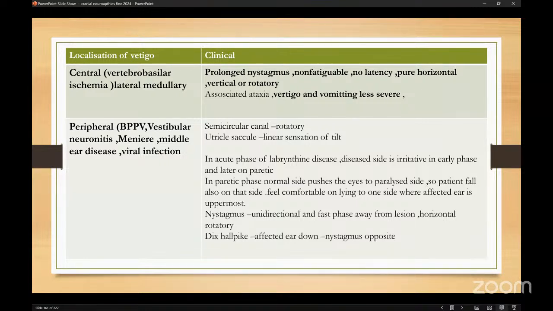Whereas in peripheral vertigo, you will have latency and it's a fatigable nystagmus. And also there can be a mixture of nystagmus, so horizontal plus rotatory. Okay. Vertical nystagmus doesn't happen in the peripheral. Usually it is the horizontal plus rotatory nystagmus.